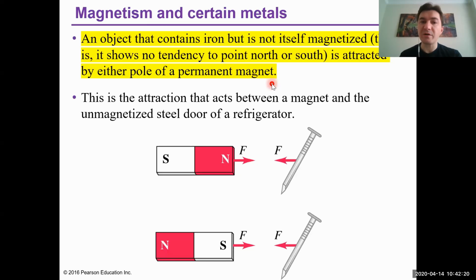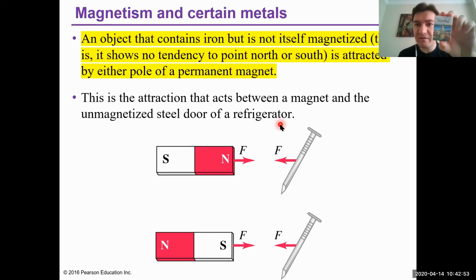This is very important. Whenever you put that material close to the N pole of the magnet or close to the S pole of the magnet, this material will be attracted by that magnet bar, okay? So we will talk about this. This is the attraction that acts between a magnet and the unmagnetized steel door of a refrigerator. So you can think about this.